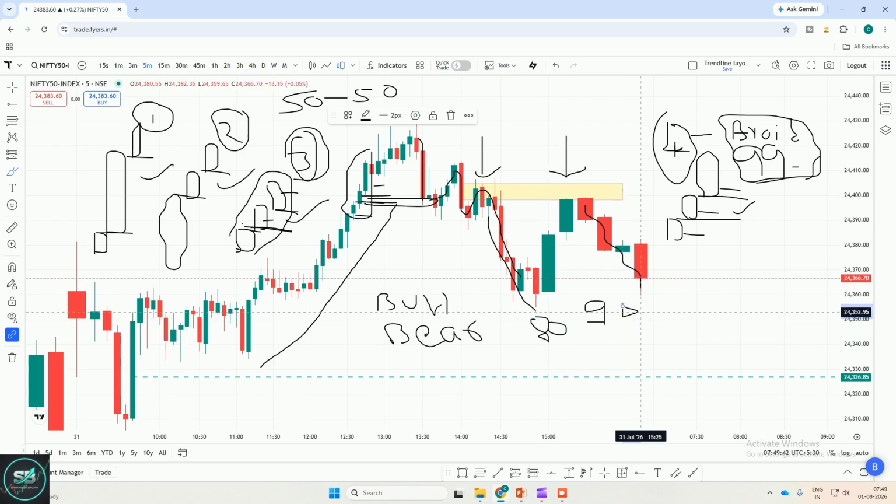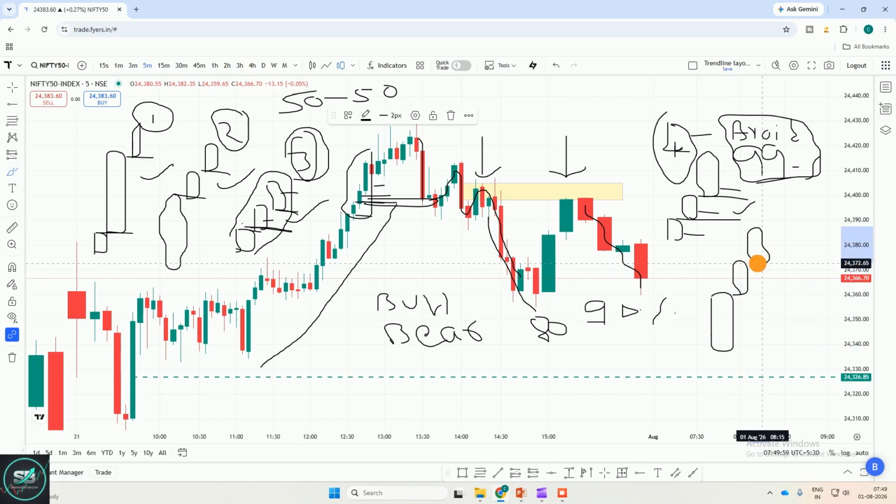80 to 90%, this is strong. 80 to 90% you are going to get a very good move. So first candle will be a big candle, second candle will be a small candle, third candle will be a small candle. Usually this forms at the start of the trend, or it forms when it is going to give a breakout of a consolidation zone.